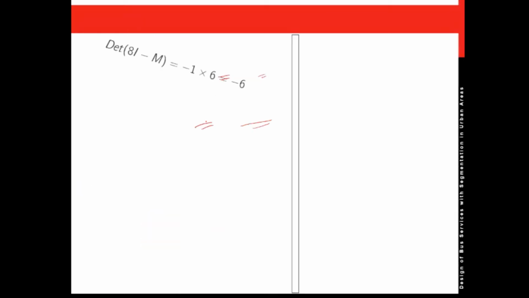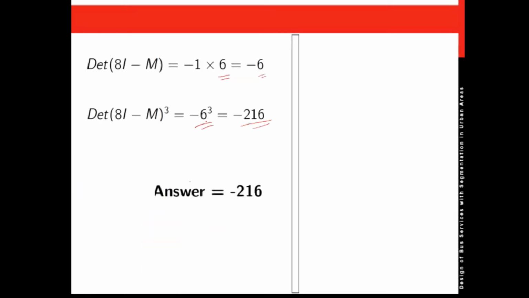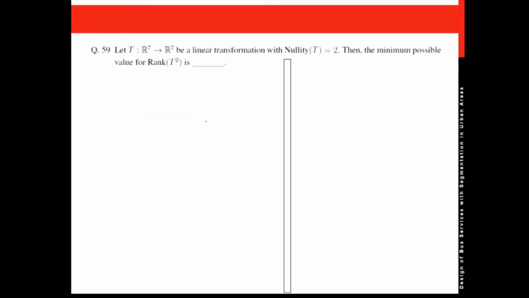Okay, so this is the problem. This is a problem from linear algebra. And again, one more problem, and this is also a very important problem. That's why I took this problem. Let T from R7 to R7 be a linear transformation with nullity of T equal to 2. Find the minimum possible rank of T square.